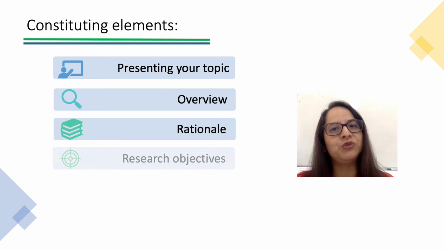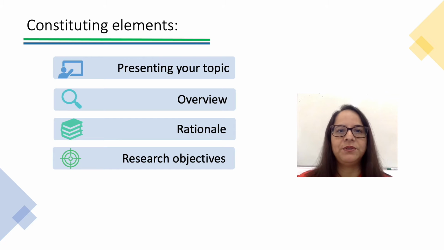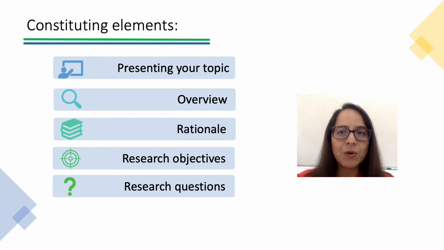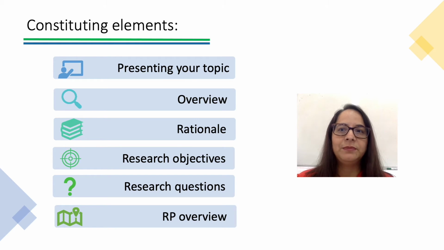This usually leads to your research objectives, the purpose of your research, which is usually expressed in one general aim and 2 or 3 specific objectives that will help you reach your aim. And then you need to present your research questions. These questions are formulated from your objectives. Therefore, they need to reflect the general aim of your study as well as the specific objectives. Finally, you need to include an overview of the research paper. That is, the chapters there are and the general overview of each chapter.